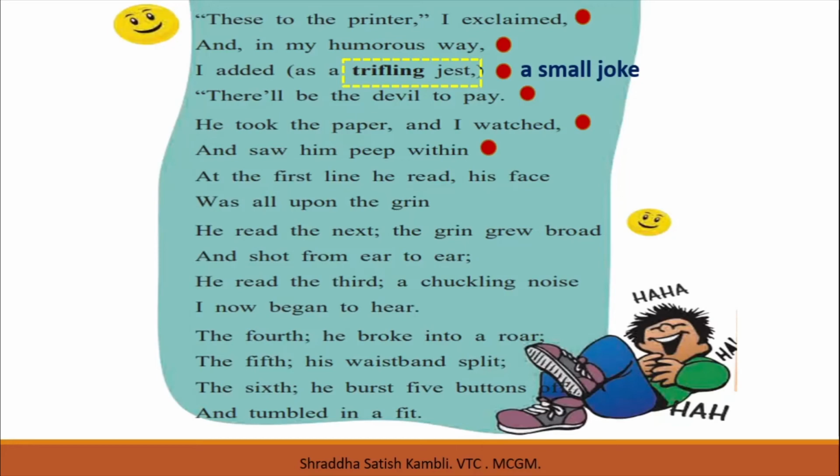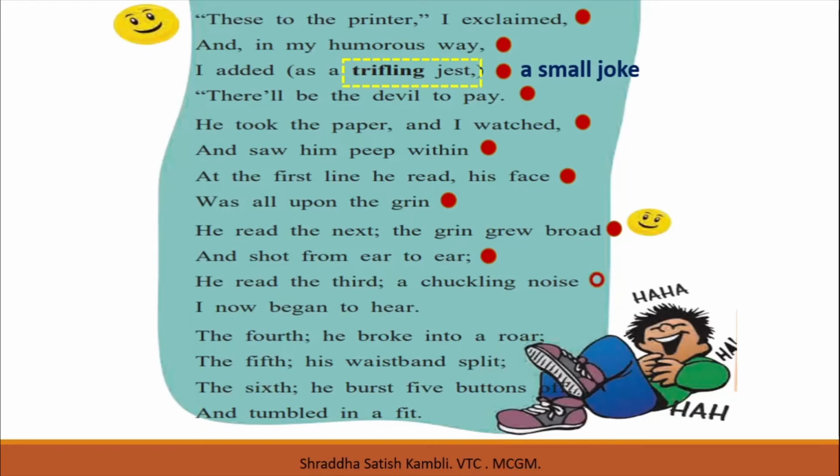At the first line he read, his face was all upon the grin. So, when he read the first line, he looked into the paper, and when he started reading the poem, he read the first line and he started smiling. He started grinning means his face broke into a grin, means he started smiling. He read the next and the grin grew broad and shot from ear to ear. So the grin grows broad means the smile becomes bigger.